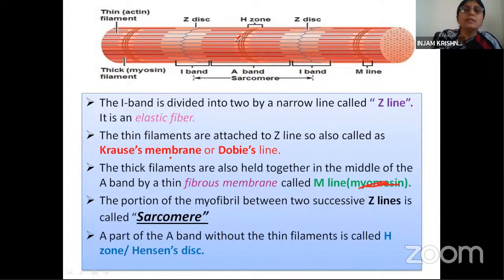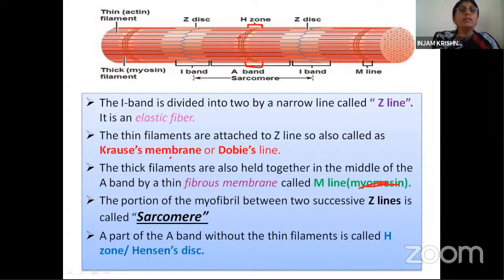Only the red lines, those red lines are myosin filaments. There is no actin filament. Only myosin filaments are present, on either side of the M line. This part is called the H zone, or we can call it Hanson's disc.